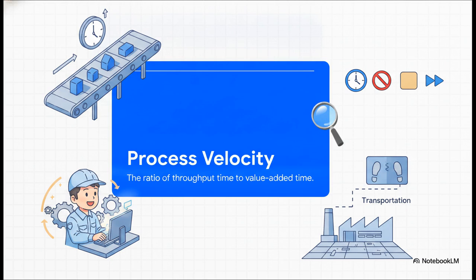Lean manufacturing obsesses over this exact metric. By ruthlessly analyzing process velocity, operations managers can aggressively strip out that non-value-added time, which accelerates cash flow without actually needing the machines to work a single second faster.